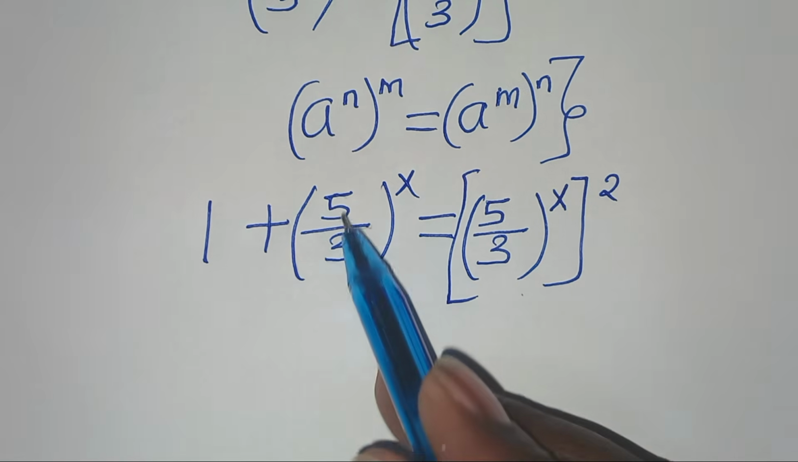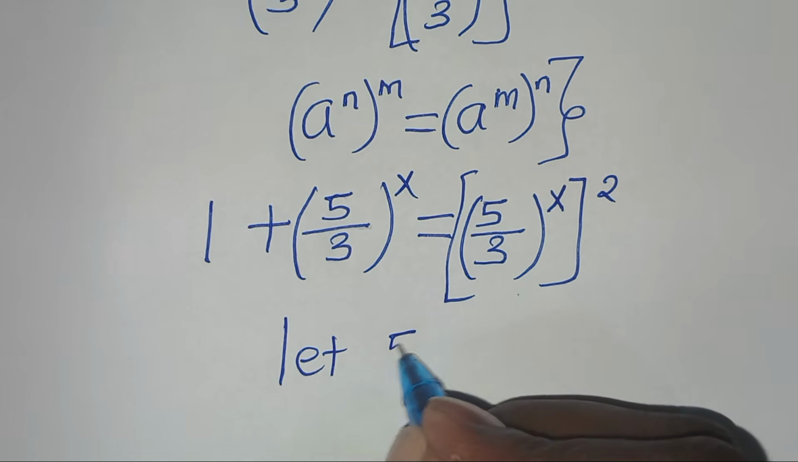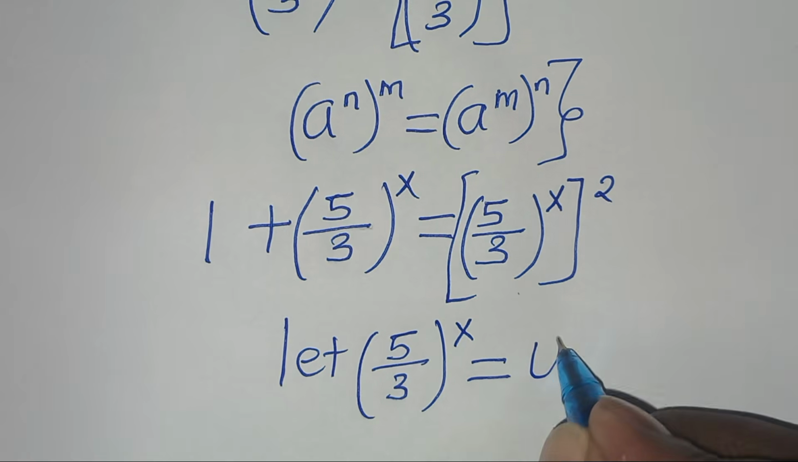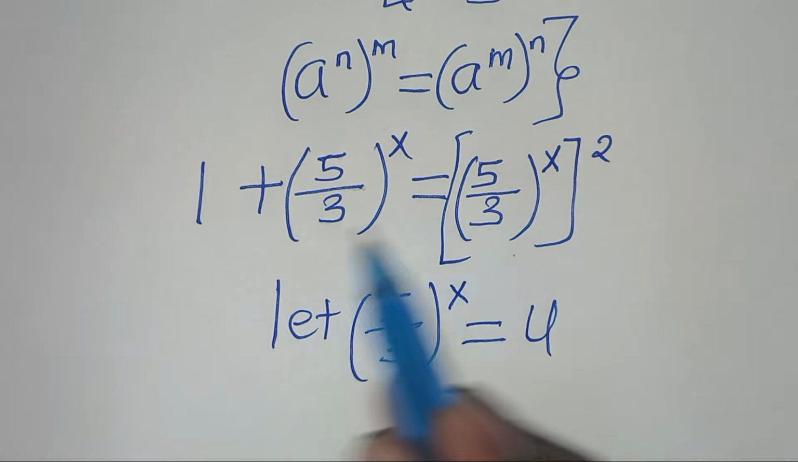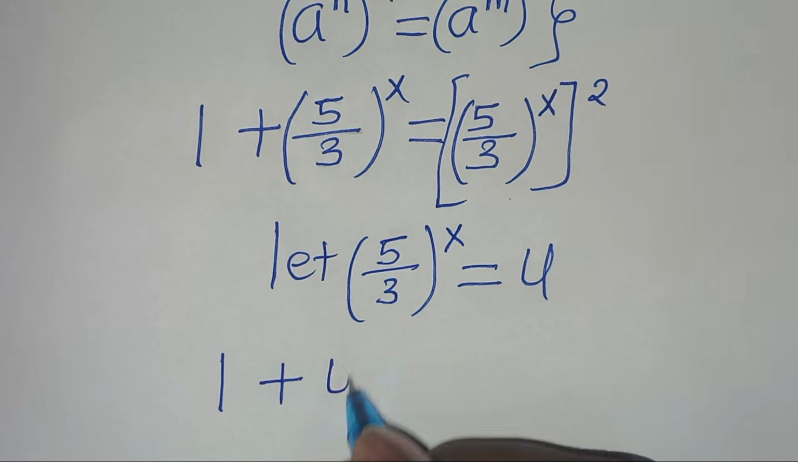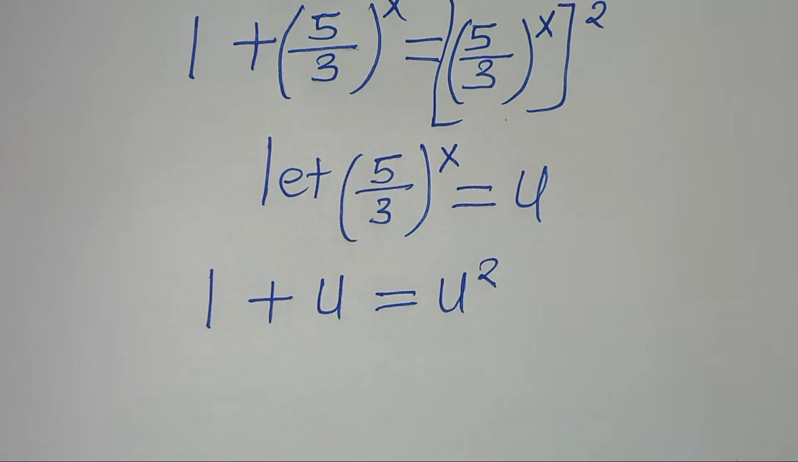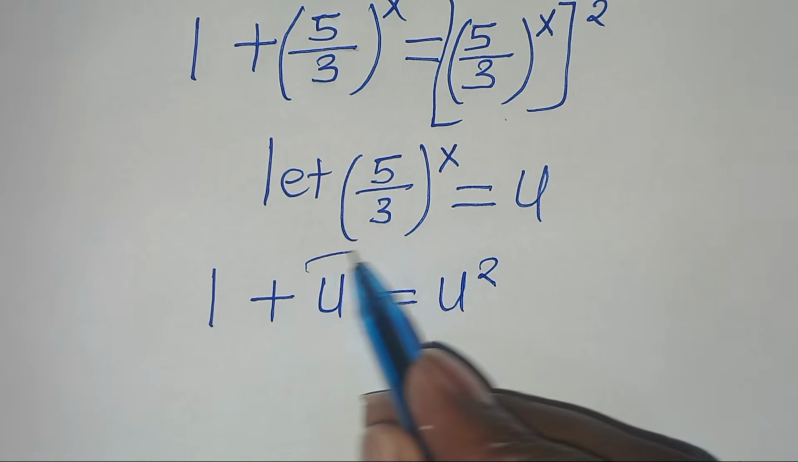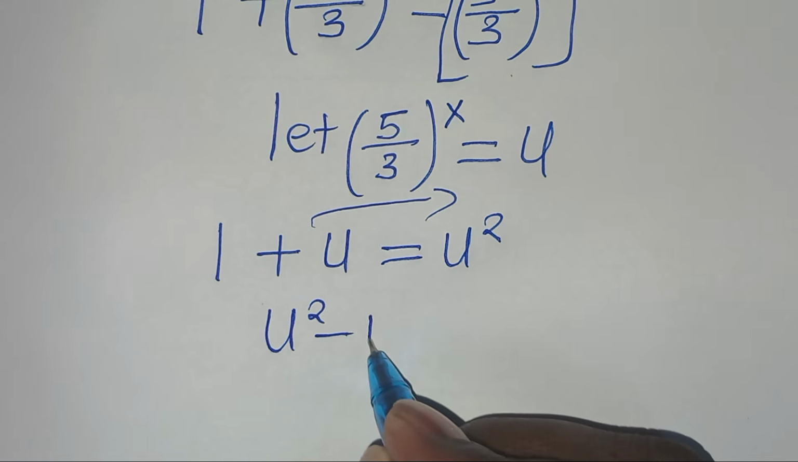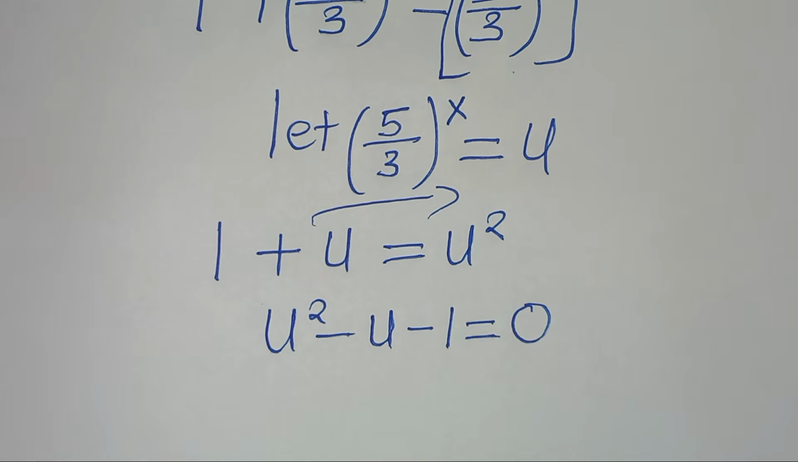Now the next step from here, 5 over 3 to the power of x is common here, so we can let 5 over 3 raised to the power of x be equal to u. So let us express this equation in terms of u, so that we have 1 plus u equal to u to the power of 2. The next step is to take 1 plus u to the right hand side, and this means we have u to the power of 2, subtract u, then subtract 1, equal to 0.